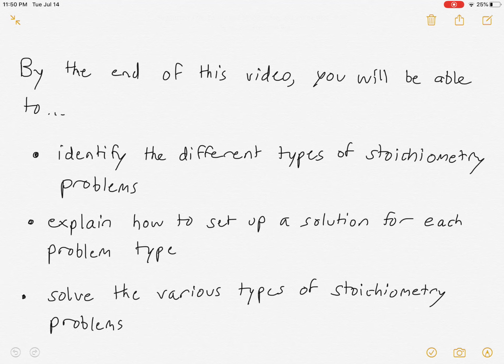So let's go. Okay, in this video, by the end of it, you should be able to identify the different types of stoichiometry problems, explain how to set up a solution for each type of stoichiometry problem, and solve the various types of stoichiometry problems.